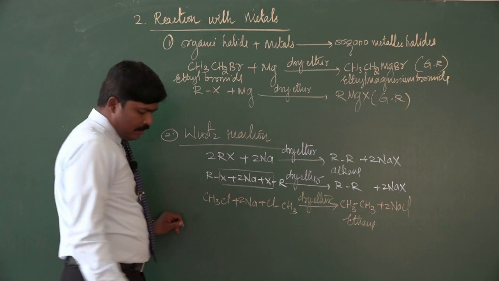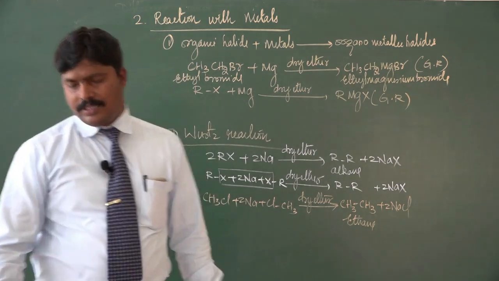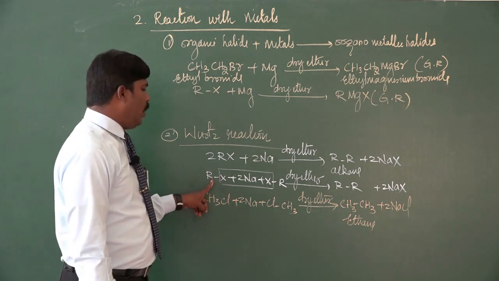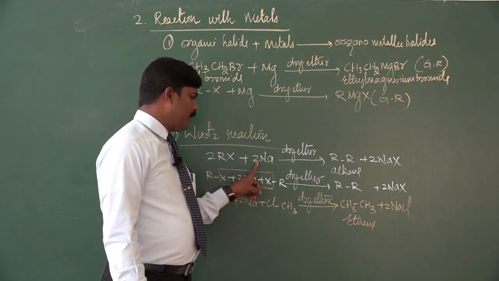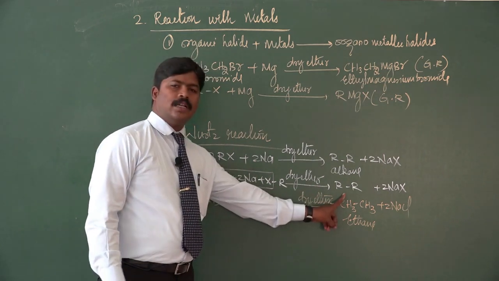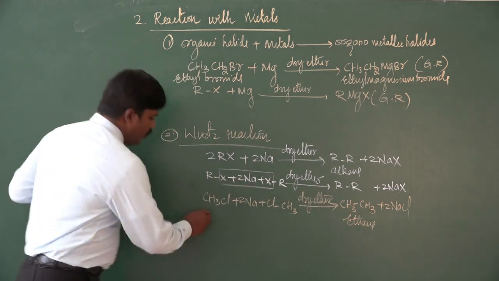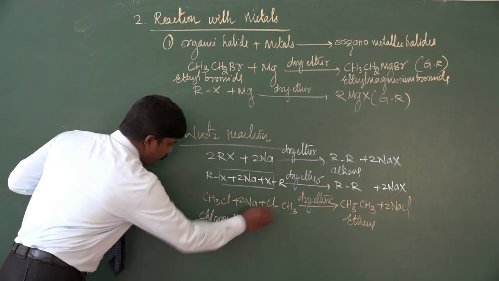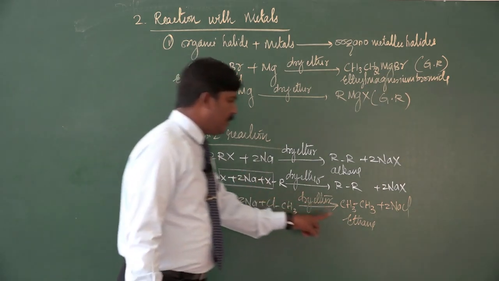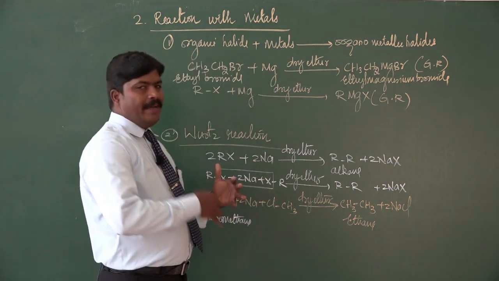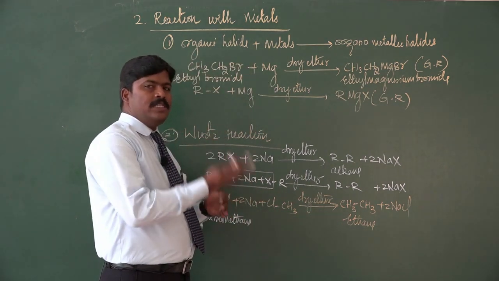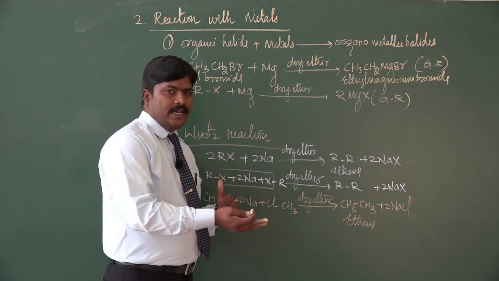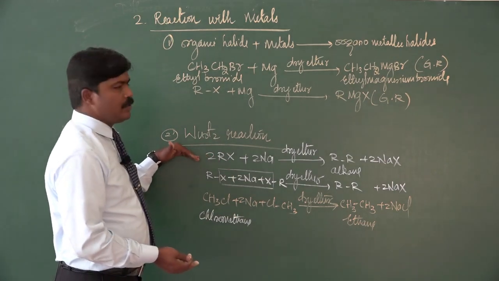A very important question, frequently asked in the examination: explain Wurtz reaction or name the reaction. Therefore, when an alkyl halide reacts with sodium in dry ether, it forms an alkane. When chloromethane reacts with sodium in dry ether, it forms ethane, an alkane. Always they form a higher alkane. If I take methyl halide, it forms ethane. If I take ethyl halide, it forms butane. So, always they form a higher alkane. This is a reaction with respect to metals.